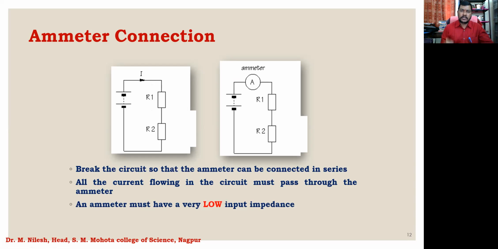What is input impedance? That we will study when we study ideal voltage and current sources. At that time I will let you know what impedance means. For today, you may understand that impedance is nothing but the resistance of a circuit, the AC resistance of a circuit. That is called impedance. It is actually a resistance, but it is for an AC signal. So this is how the ammeter is connected.